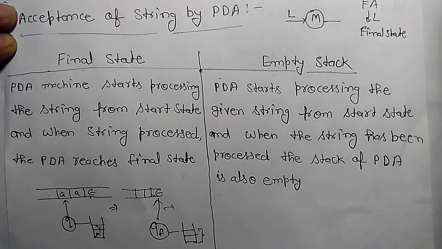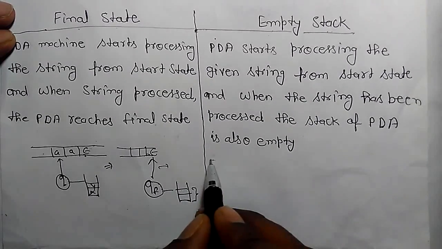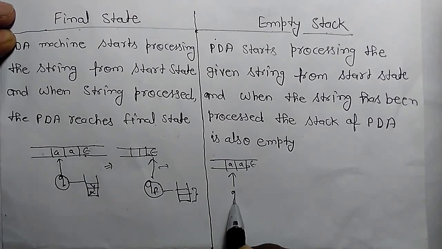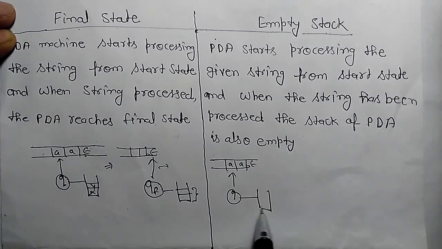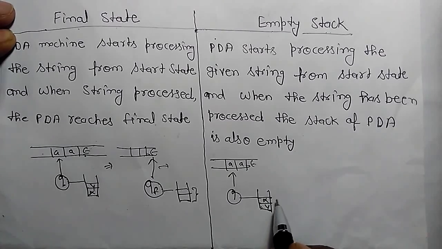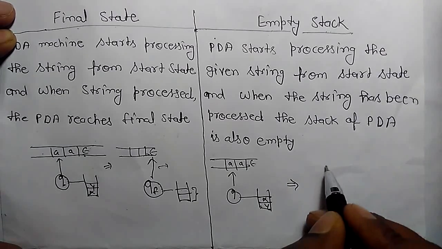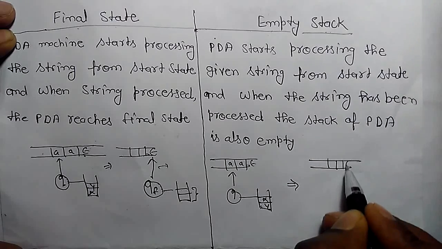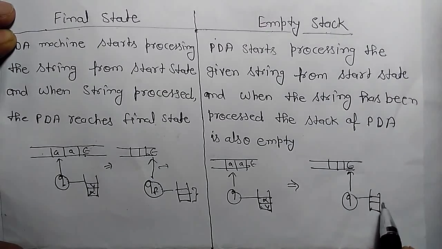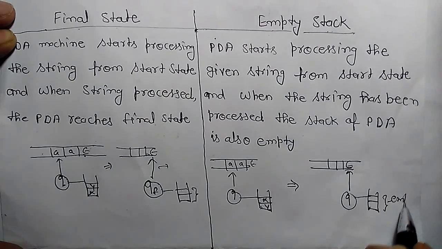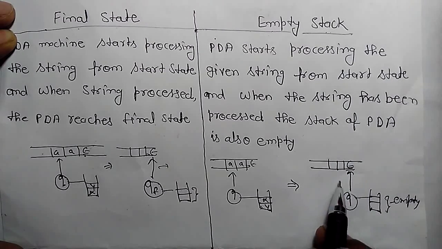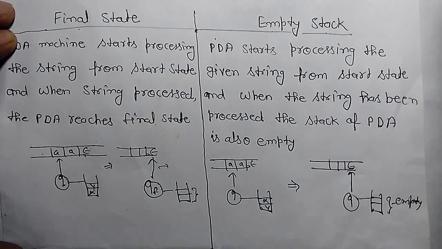It doesn't matter what is in the stack or not. But in empty stack acceptance, if you read some input and you are in a particular state and some symbols are already in the stack, at the time of acceptance the stack must be empty. So this type of acceptance is known as empty stack acceptance.